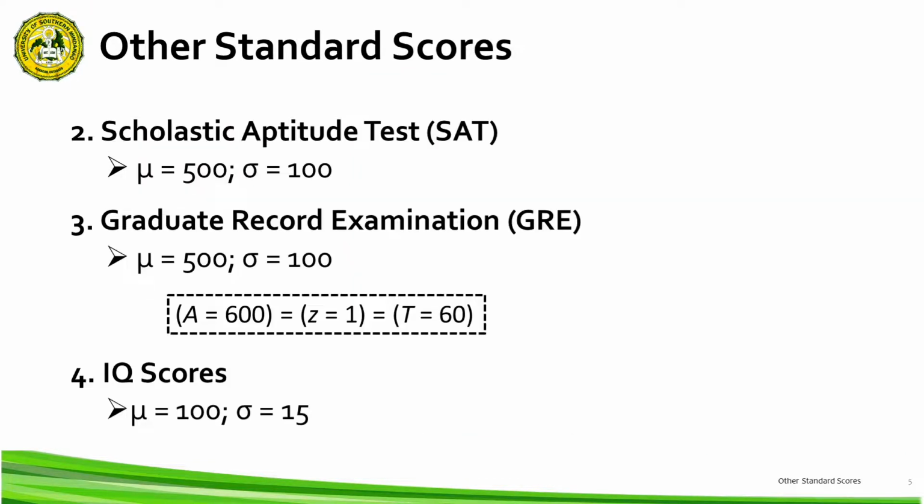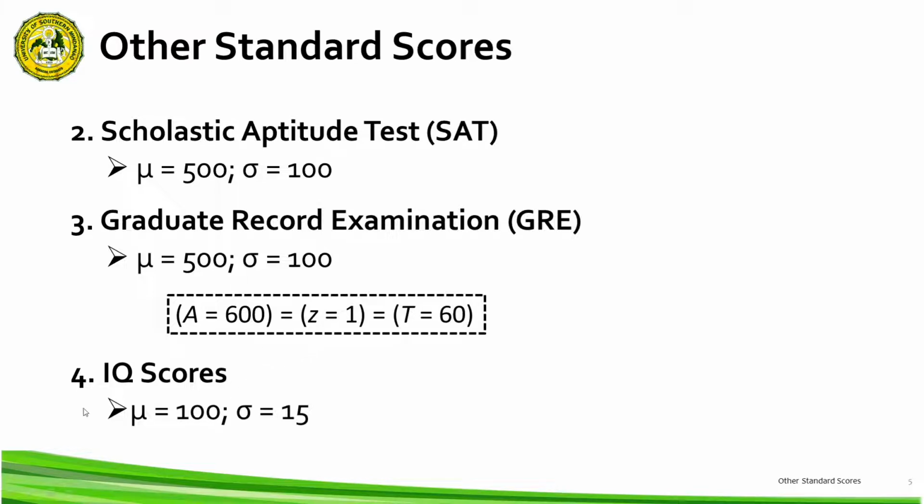Another type of standard score is employed on tests such as the Scholastic Aptitude Test, SAT, and the Graduate Record Examination or GRE. Both standard scores have a mean of 500 and a standard deviation of 100. Raw scores on such tests are converted to standard scores. Say for instance, if the letter A is used to represent a standard score from a college admission test whose distribution has a mean of 500 and a standard deviation of 100, then this expression is true.